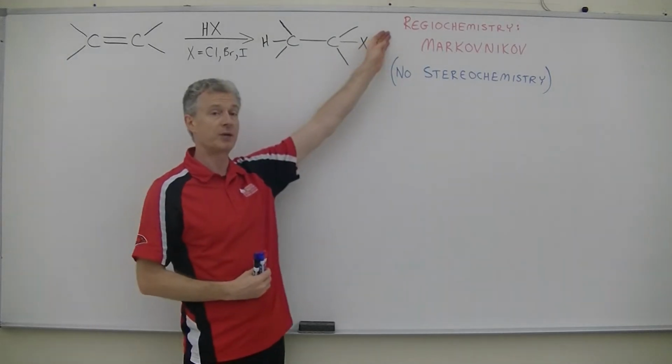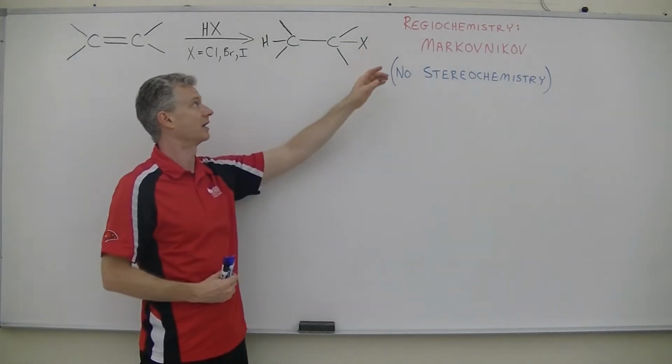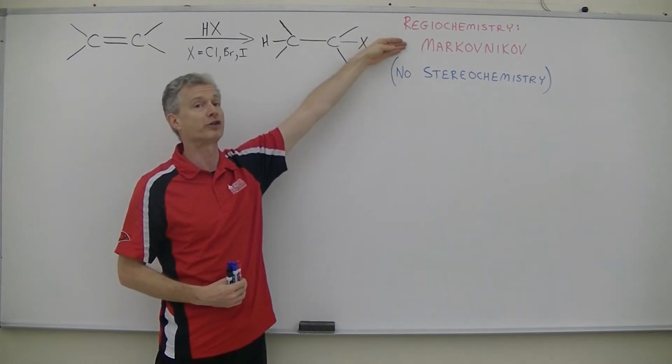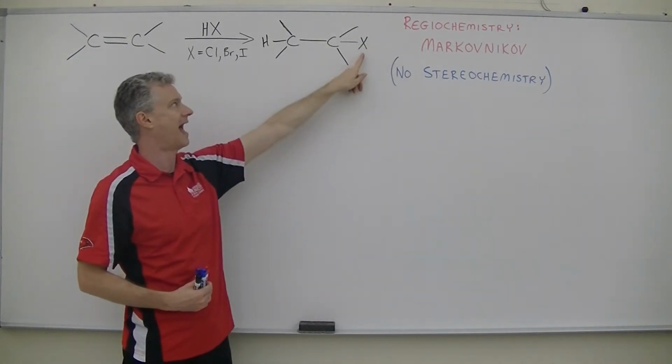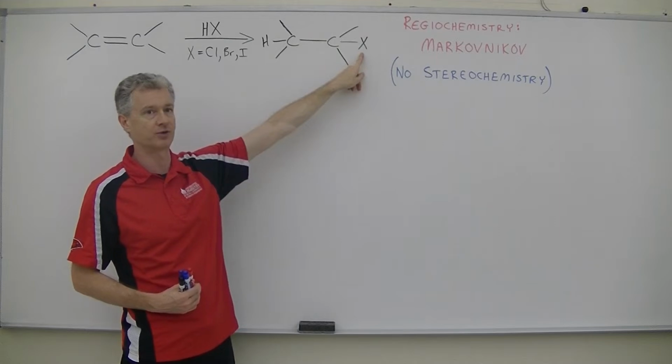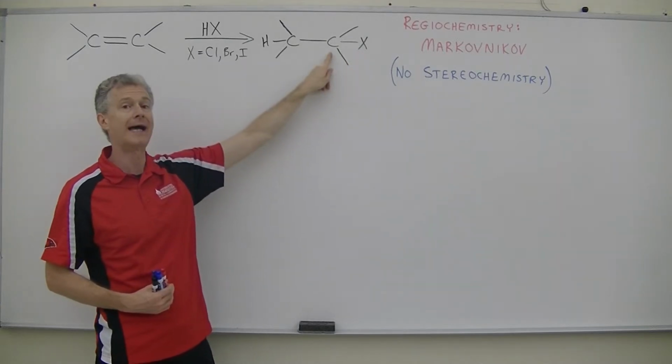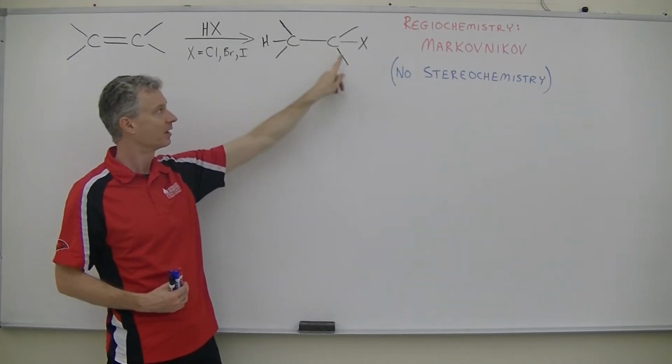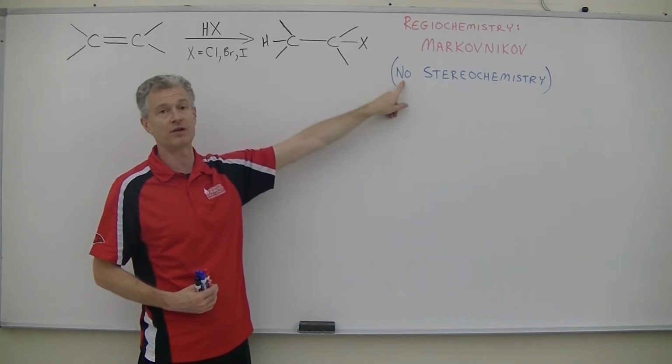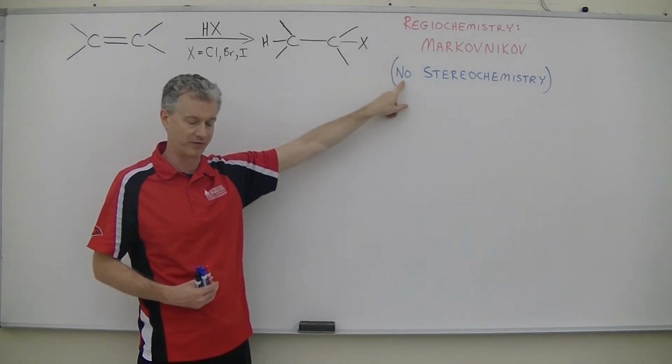There is a regiochemistry for this reaction, which is that it undergoes Markovnikov addition. That means that the halogen, the non-hydrogen group, will add to the more highly substituted carbon. And in this case, there is no stereochemical preference.